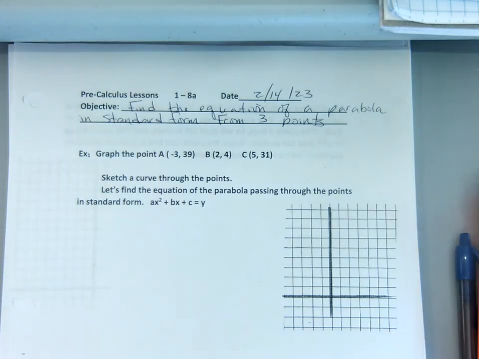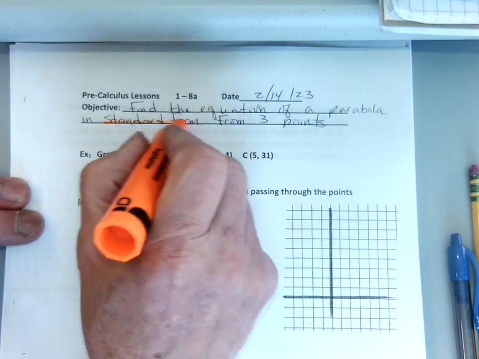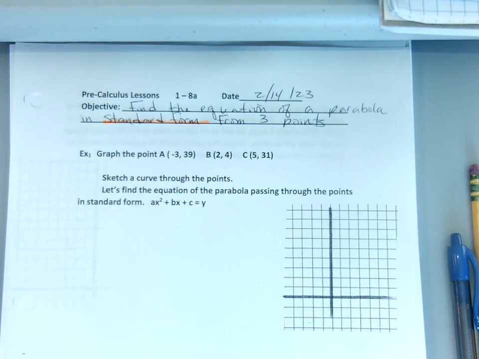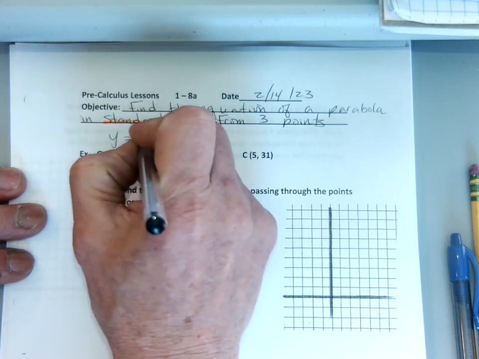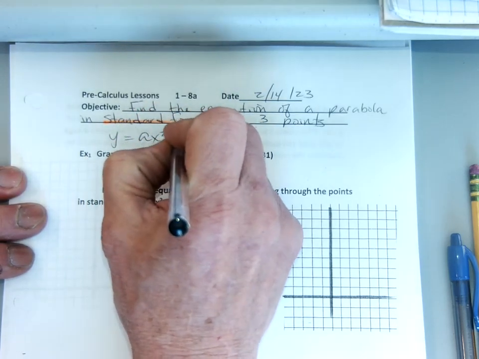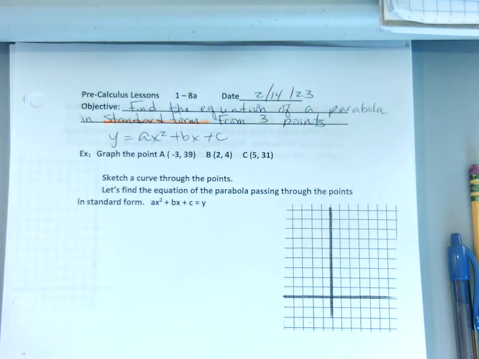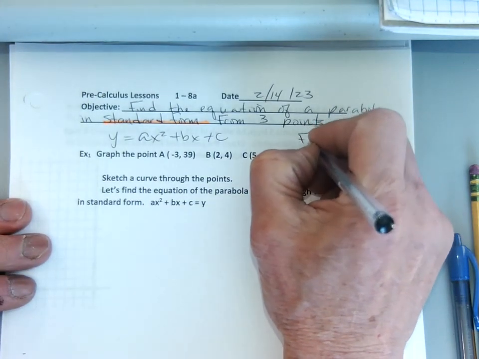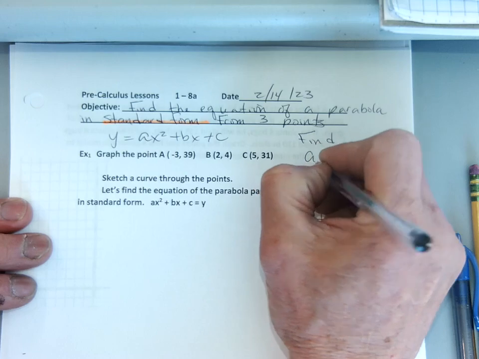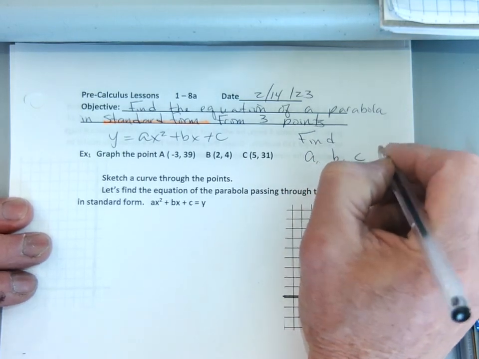All right, so let's start right here. The word standard form, okay? Standard form of a parabola is y equals ax squared plus bx plus c. And what we need to find is a, b, and c. So we need to find a, b, and c, all right?